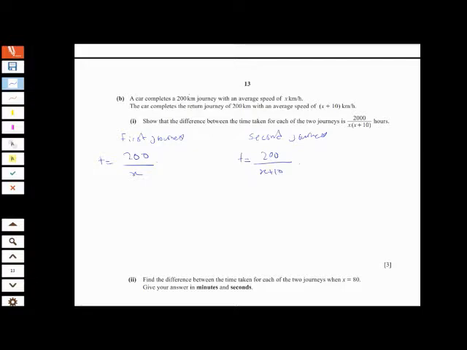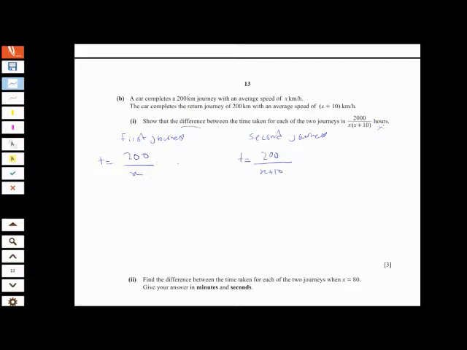And now what's the question? Show that the difference between the time taken for each of the 2 journeys is this right here, in hours. Notice that the speeds are also in kilometers per hour. If it were otherwise, we would have needed to convert them into meters per second or meters per minute. Luckily it's done for us, it's kilometers per hour. For the difference, that means you're going to subtract them.